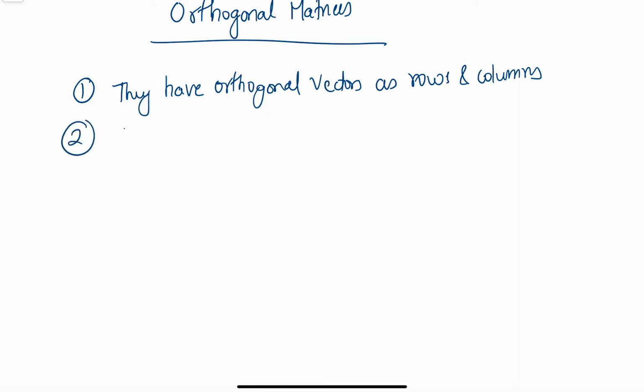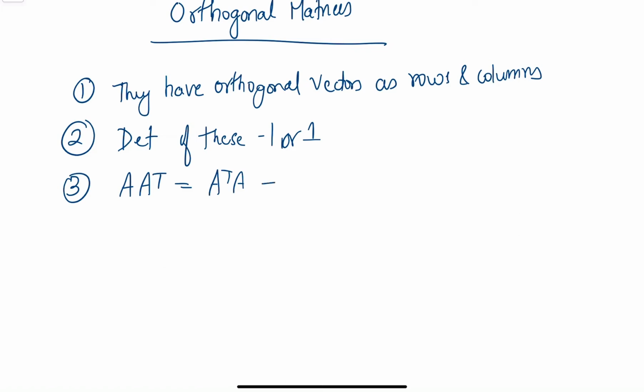The second characteristic is that the determinant of these is -1 or 1. Whenever you talk about the determinant of orthogonal matrices, it will not fall in an interval; it will be either -1 or 1. The third property is the most important property. Let's assume A is an orthogonal matrix. If A is orthogonal, then A times A transpose is equal to A transpose times A, which is equal to I. Now what does this mean?